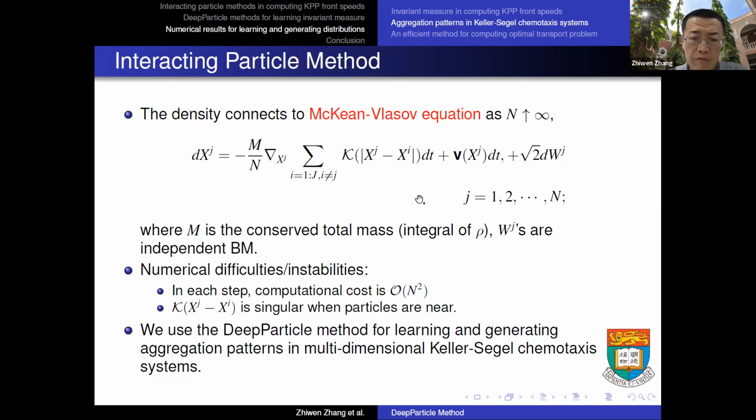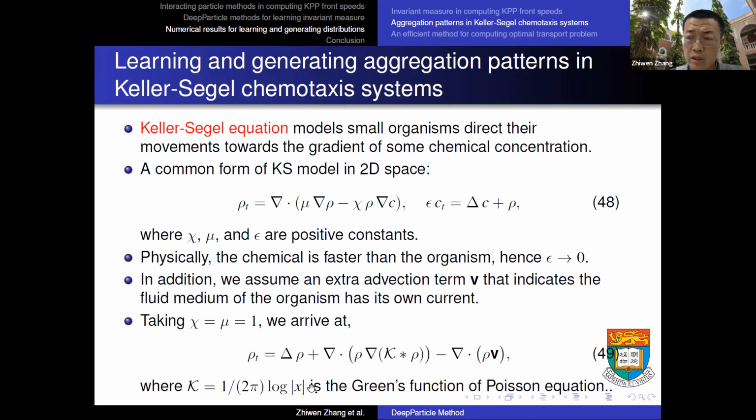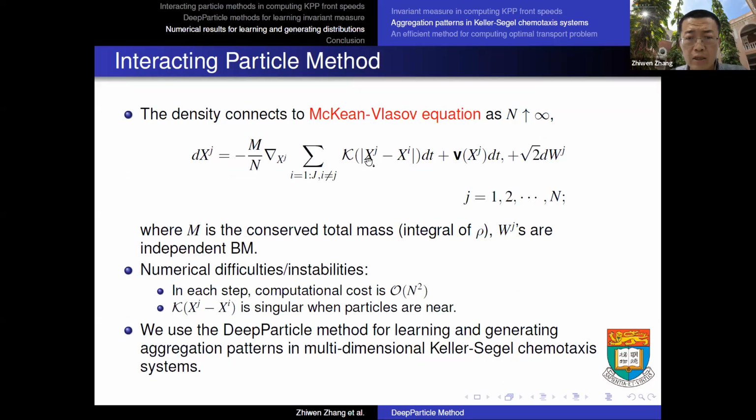Some difficulty comes from, number one, every step is expensive. Every step there are n particles, and each term has an n summation, so it's O(n squared). It's very expensive. You can design some fast multipole type method to reduce the cost, but that's another research direction. Another difficulty comes from this kernel being singular. The Green function is singular, so when two particles are close, you have some numerical instability.